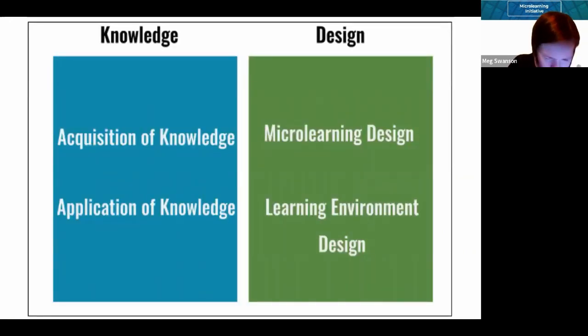Through the lenses of knowledge and design, we believe knowledge gained through microlearning includes two primary categories: acquisition of knowledge and application of knowledge. We also follow the assumption that design of microlearning impacts knowledge primarily focused on two categories: microlearning design and the learning environment. Annetta will explain the example being used and the acquisition of knowledge.